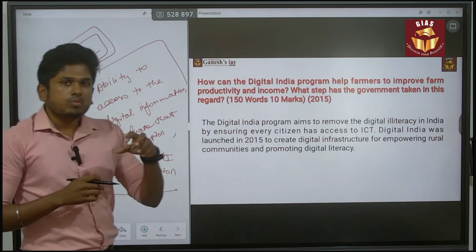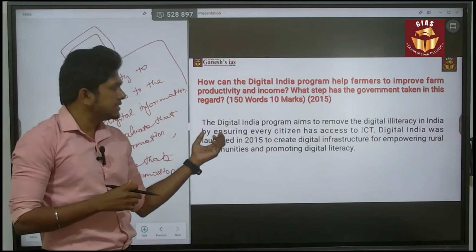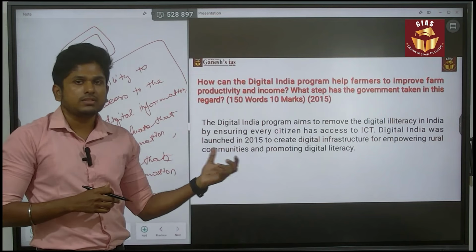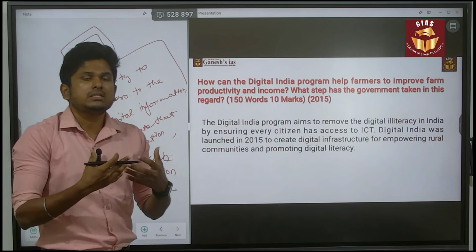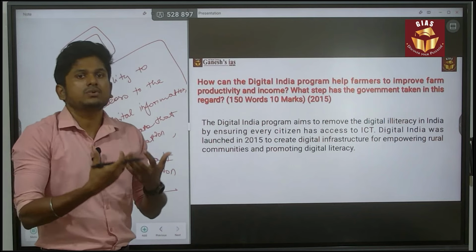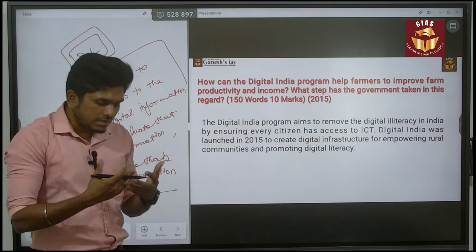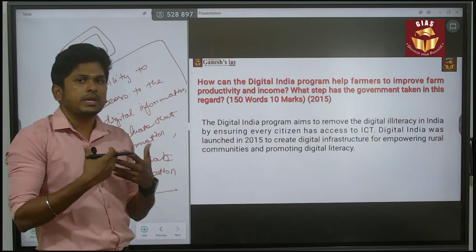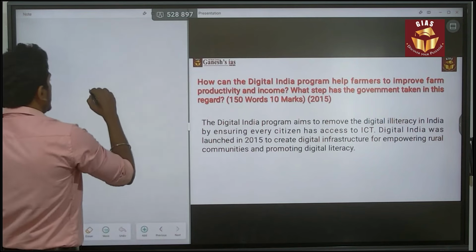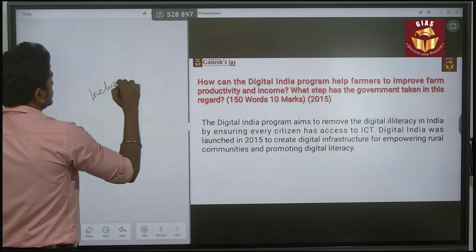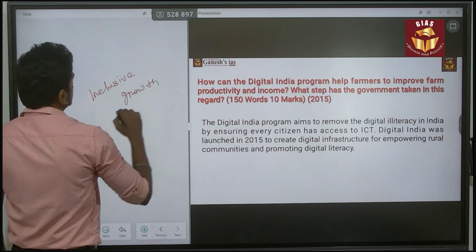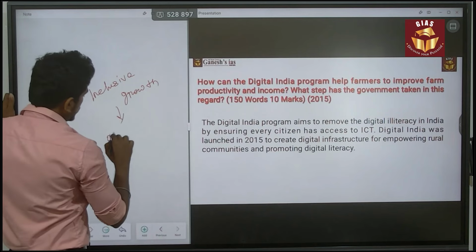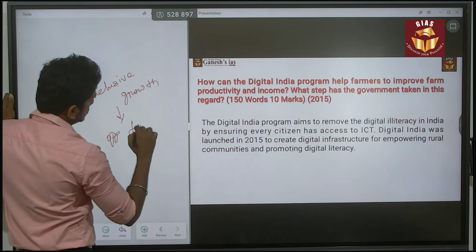The main motive behind introducing the Digital India program in 2015 is to make everyone accessible to digital information for their growth. Also, the main motive of this program is to make inclusive growth. What is inclusive growth? It means opportunity for all.